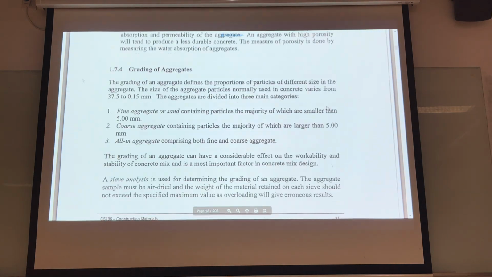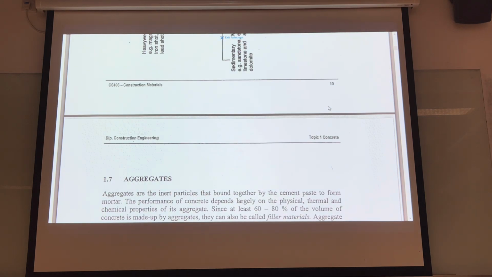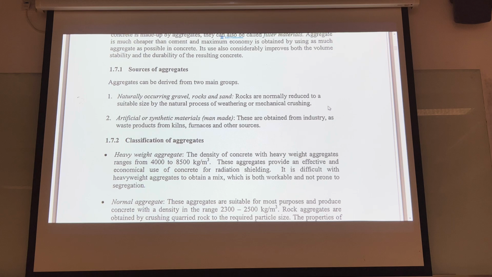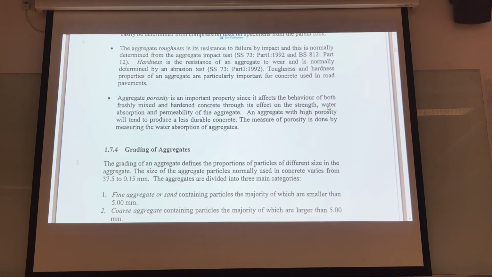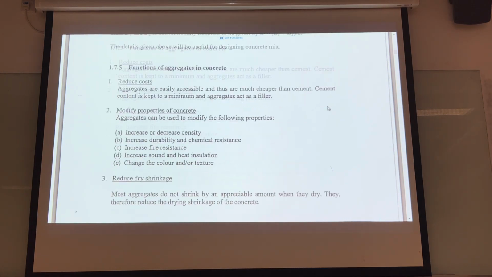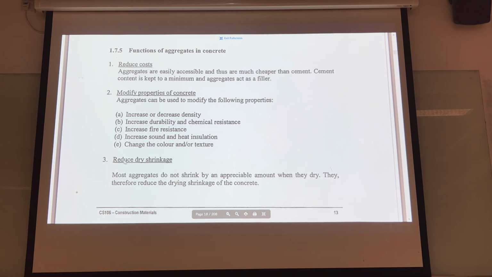Aggregate, down here also have, right? Down here is which page? Functional aggregate, cut down cost, modified property of the concrete like this, and then you can cut down the rise linkage. Okay?